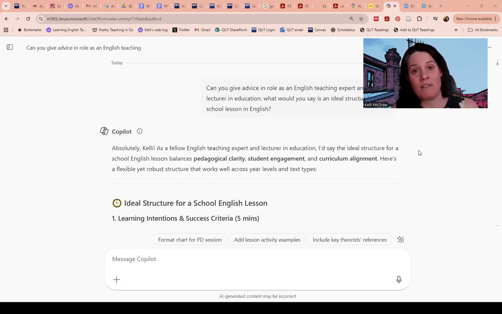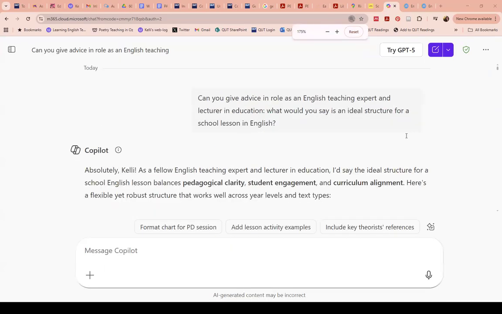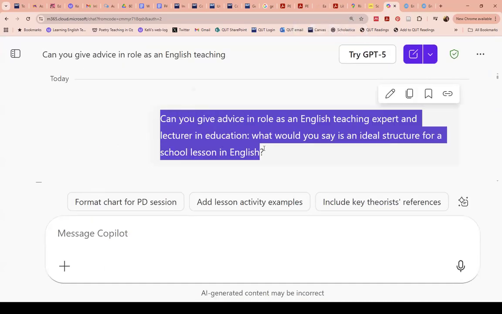So I used this and I want to show you the results. I'm not going to read out everything it generated, but this is a recording, so if you actually want to read it, you can pause it and see what the machine said. So I started with this question. Can you give advice in role as an English teaching expert and lecturer in education? What would you say is an ideal structure for a school lesson in English?